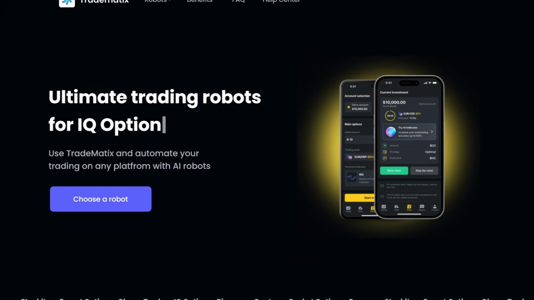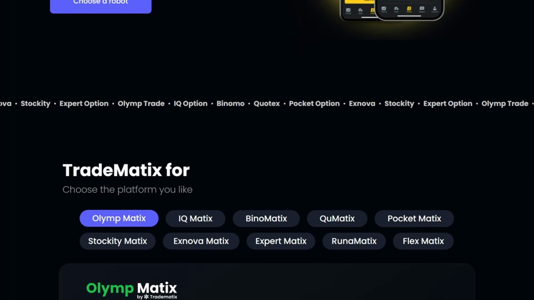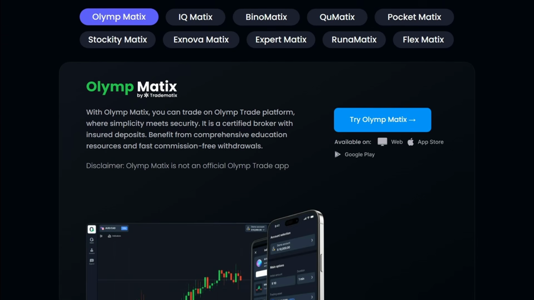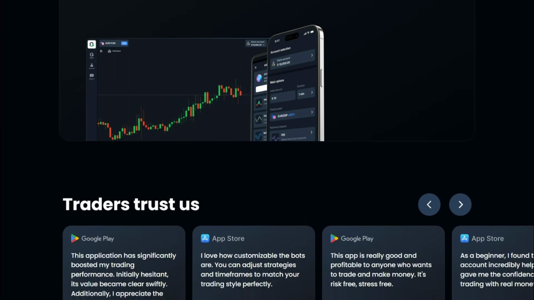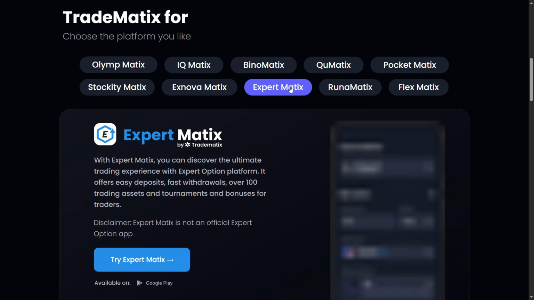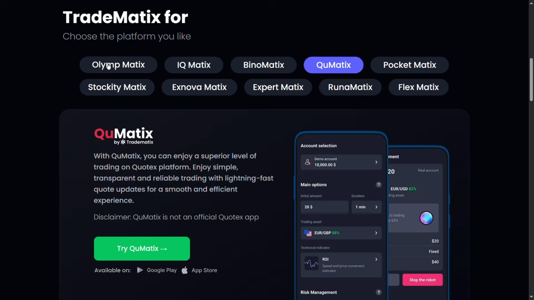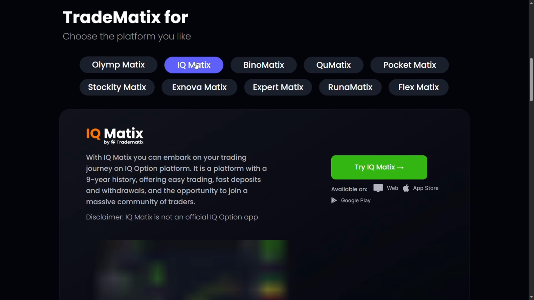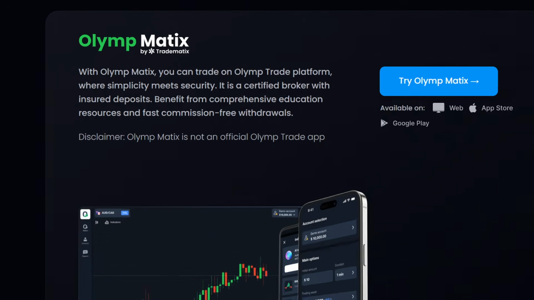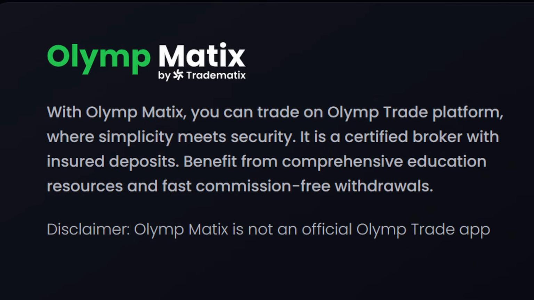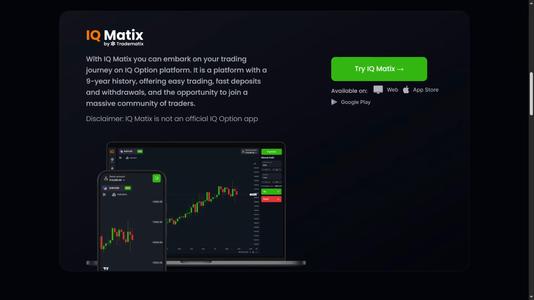Olymp Matix is a company that creates highly data-driven AI trading bots for binary trading platforms. Currently, they offer bots for all the most popular platforms such as Pocket Option, Expert Option, Quotex, Olymp Trade, and IQ Option. In this video, I'll be mainly focusing on the Olymp Matix platform. However, user interfaces and features are the same on all platforms.